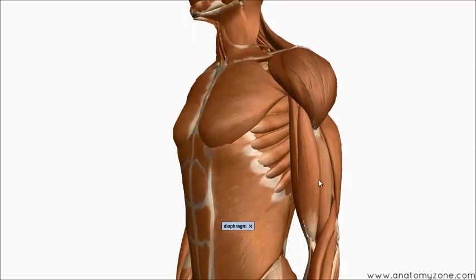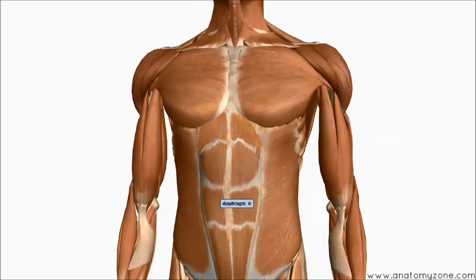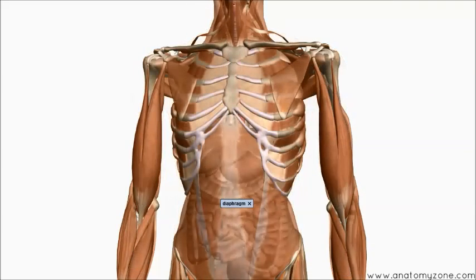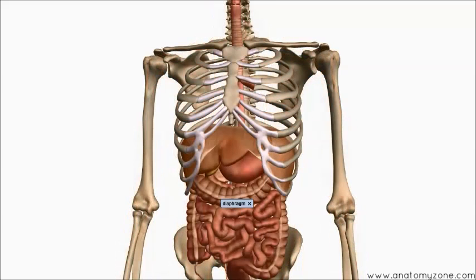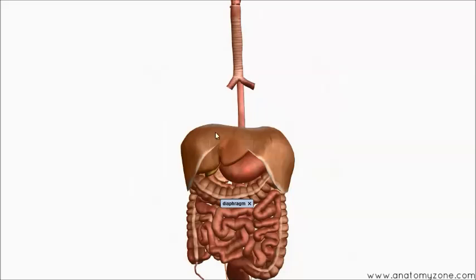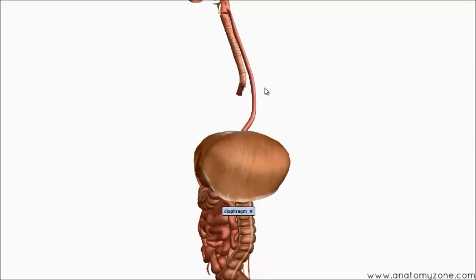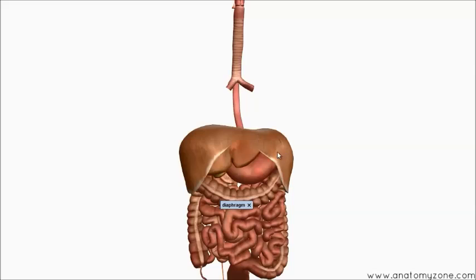So I've just brought in the muscle layer because I just want to remove it to show you where the esophagus passes through into the abdomen. So if I just gradually remove the muscle layer and, well, actually the skeleton as well, I don't know why I put that there, you can see that the esophagus passes through the diaphragm. So this is this kind of dome-shaped muscle which helps in respiration. And it passes through the esophageal hiatus in the diaphragm to enter into the abdomen.